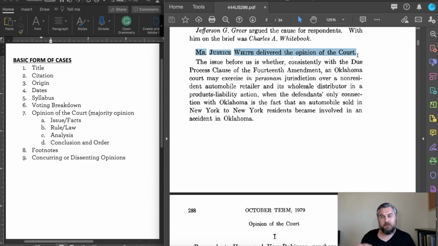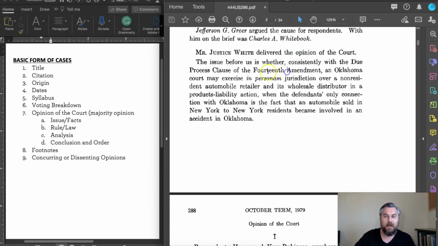But for the most part, the 9 justices are all kind of making their decisions themselves. They're meeting in conference to decide how they're going to decide the case, and then the majority writer gets to kind of choose whether or not they do this. Sometimes it's rotated too. Here, in this case, Justice White is delivering the opinion of the court, and now we are off and running. This is exactly what the Supreme Court thinks about the decision.